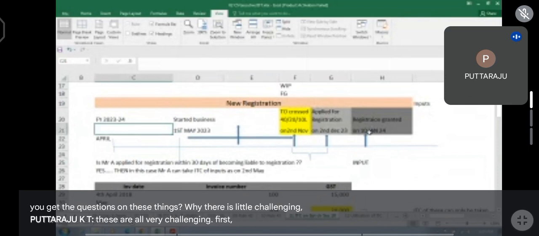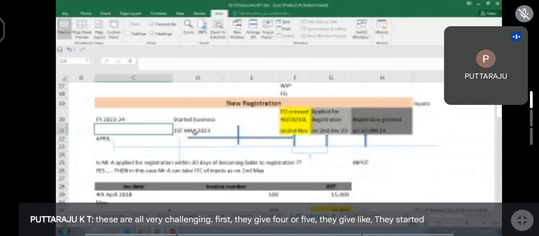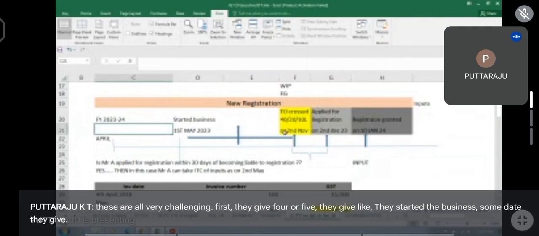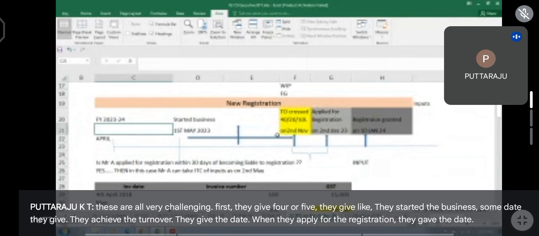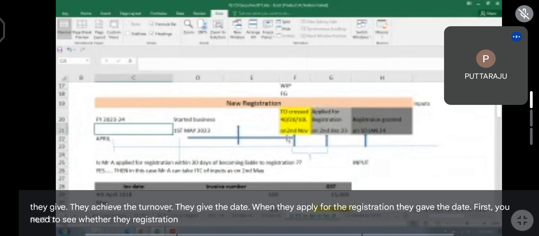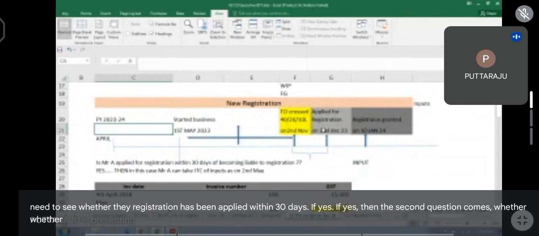First they give 4 or 5 dates. Like they started the business, some date they give. They achieved the turnover, they give the date. When they apply for the registration, they give the date. First you need to see whether the registration has been applied within 30 days. If yes, then the second question comes, whether all the conditions for claiming GST have been fulfilled.